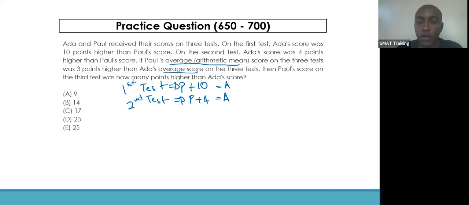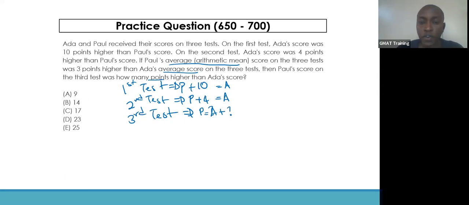We're talking about average score and not the score. And then Paul's score on the 3rd test. We have the 3rd test. Paul's score was how much bigger than Ada's? So we have Ada's plus which value here, right? So Paul's score on the third test was how many points higher than Ada's score? It asks about points, not the arithmetic mean.